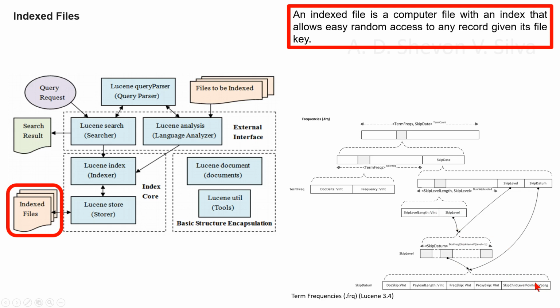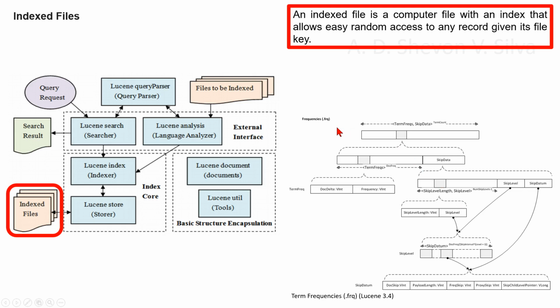Each skip datum, or skip node, contains the following information: document number, payload length, freq skip, proxy skip, and skip child level pointer.